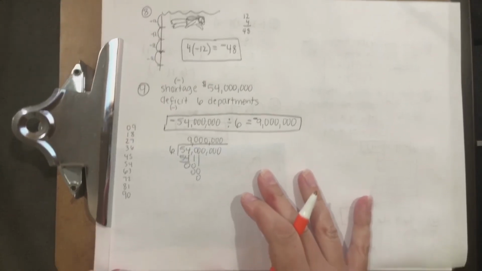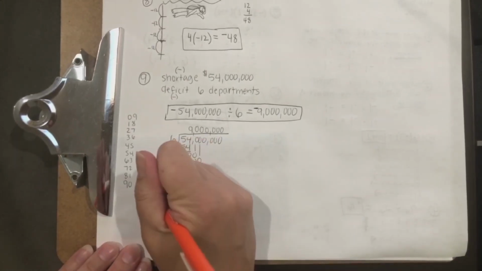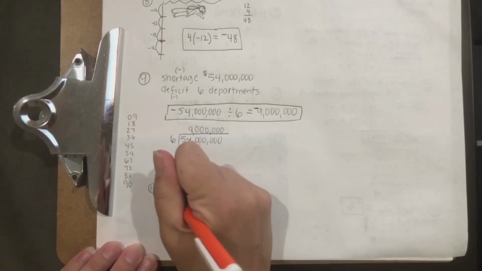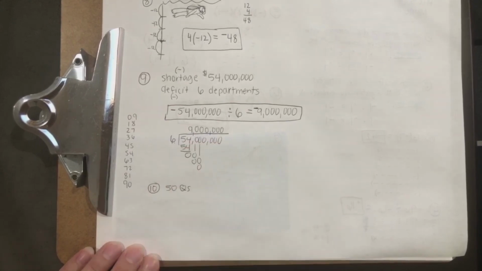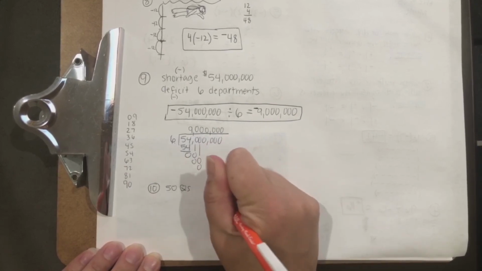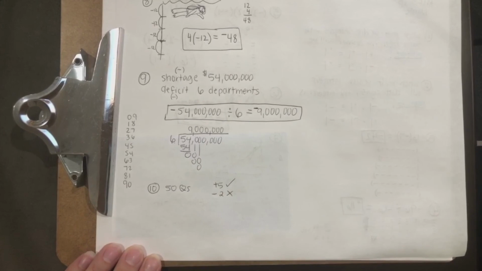Okay, let's do our final problem, number 10. A test has 50 questions. The test will award 5 points when the answer is correct and deduct 2 points when the answer is incorrect. So plus 5 for correct answers, minus 2 for incorrect answers. A student answered 7 questions incorrectly. What integer represents the number of points that were deducted?